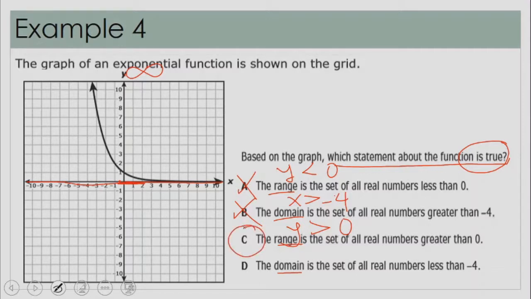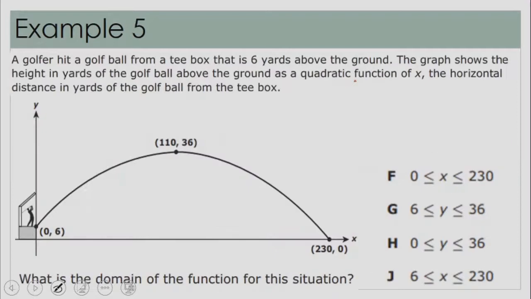But look at option D: the domain is the set of all real numbers less than -4. Again, that's false, because in this case the domain is all real numbers. So the answer in this case is C.